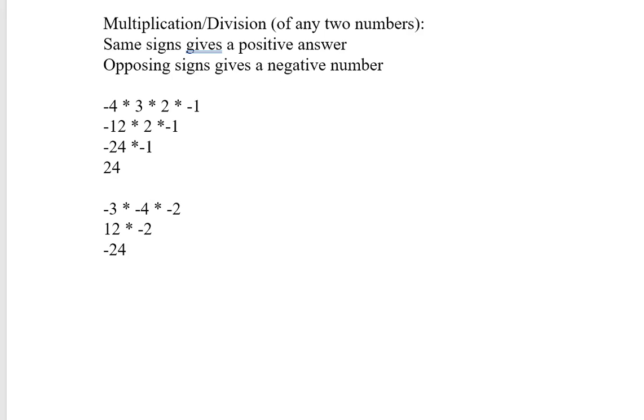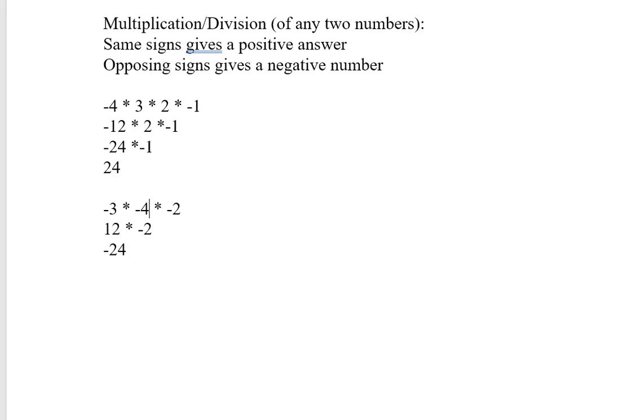So when you're dealing with multiplication or division, we can only multiply or divide two numbers at any one time. You need to keep that in mind because this is going to have some impact. When you have the same signs, whether they're both positive or both negative, your result is going to be a positive number when you're multiplying or dividing, okay?